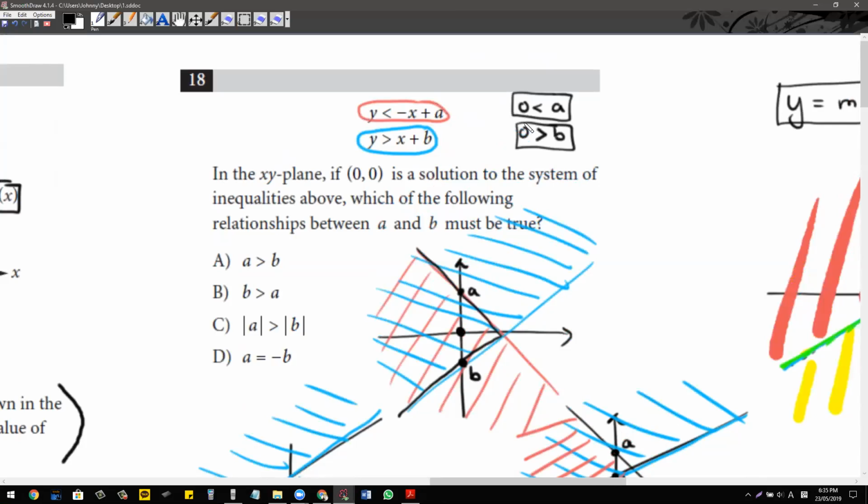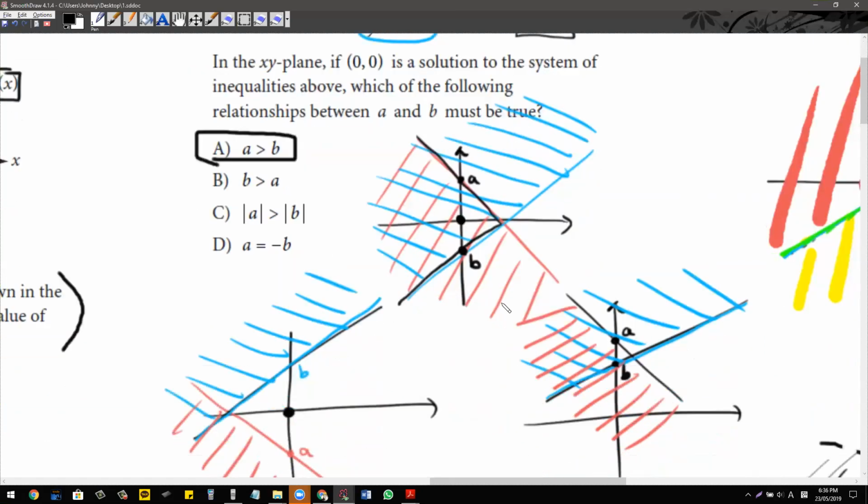Not necessarily. Or maybe A is correct then. Maybe A is correct. I'm going to check the answer. Yeah, okay. The answer sheet says that it's A. But that contradicts this one, doesn't it?